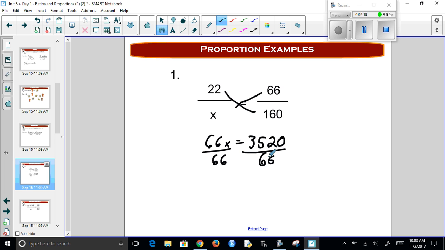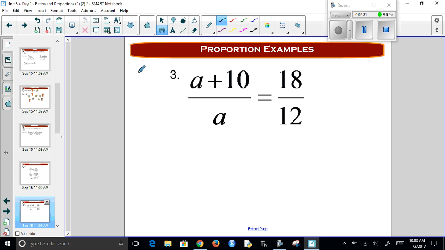Now some kids learn cross multiply and divide in one step, and that's fine when it's an easy problem like this, but when it's not, they get confused. So let's skip to number 3.